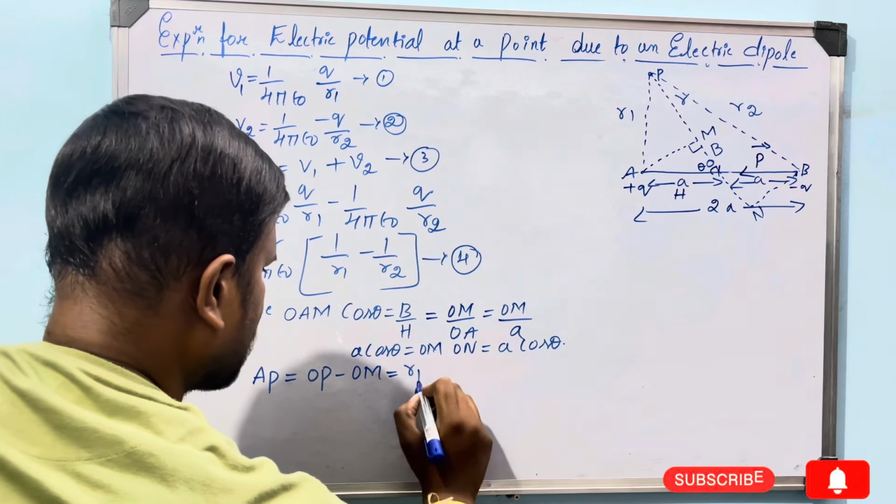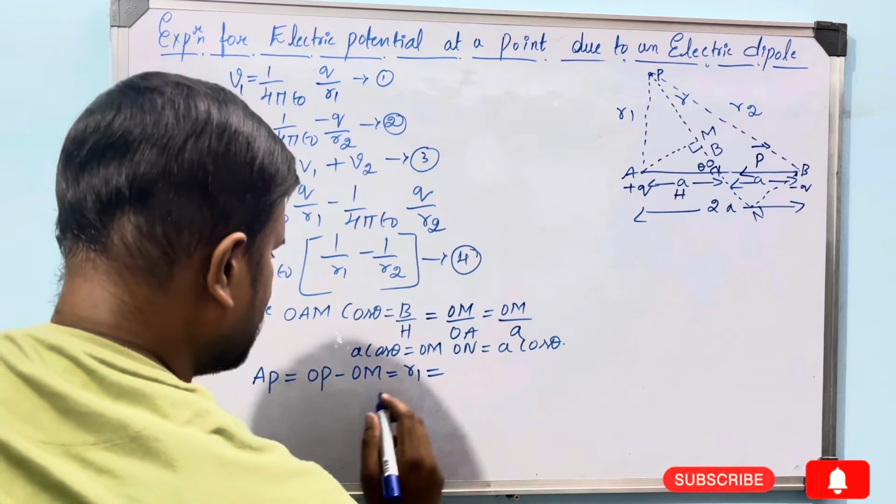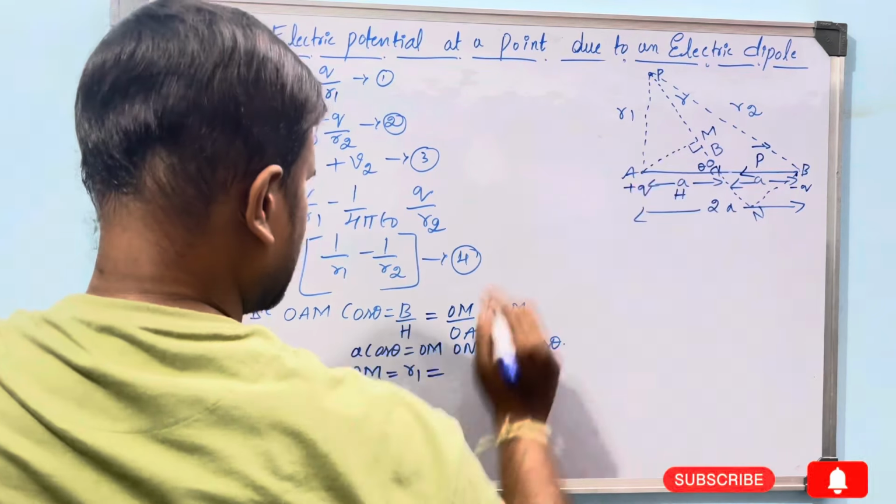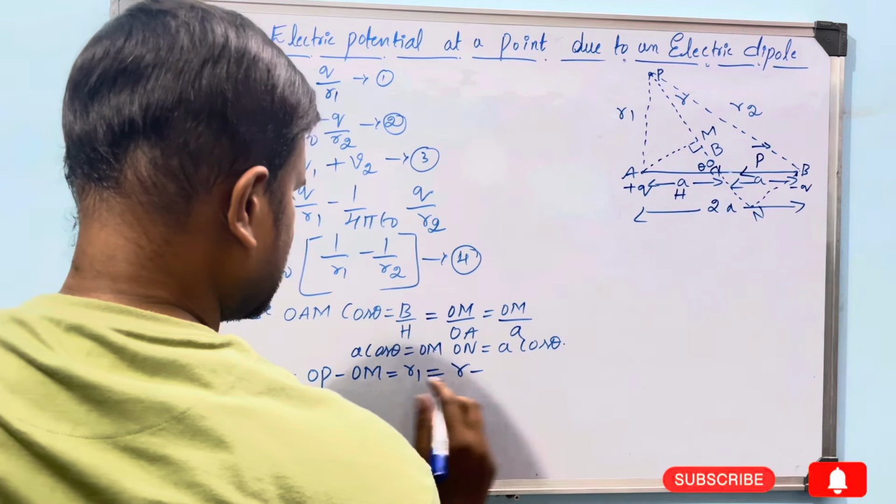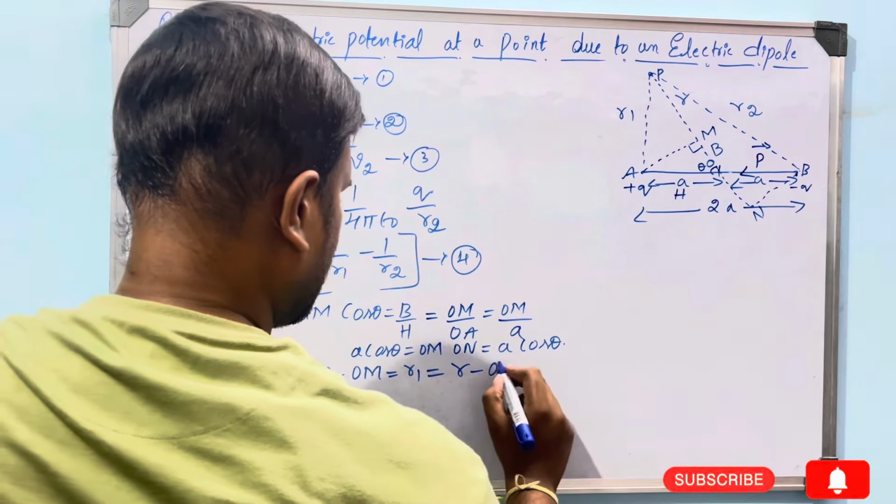So that one is R1. So R1 becomes OP, so OP is equal to R minus OM, so that is equal to R minus A cos theta. Okay, this one is the R1 value.